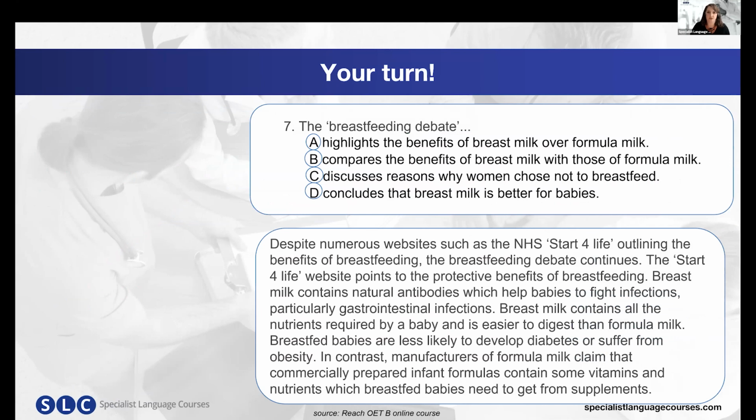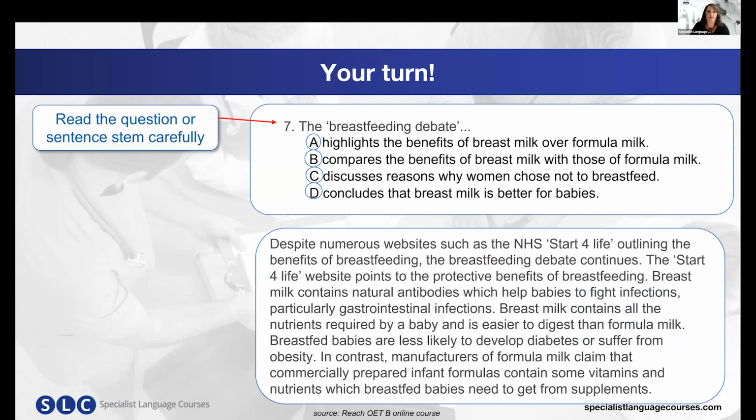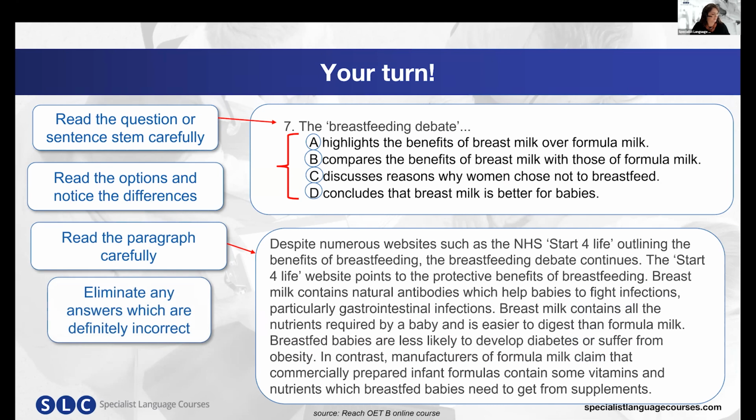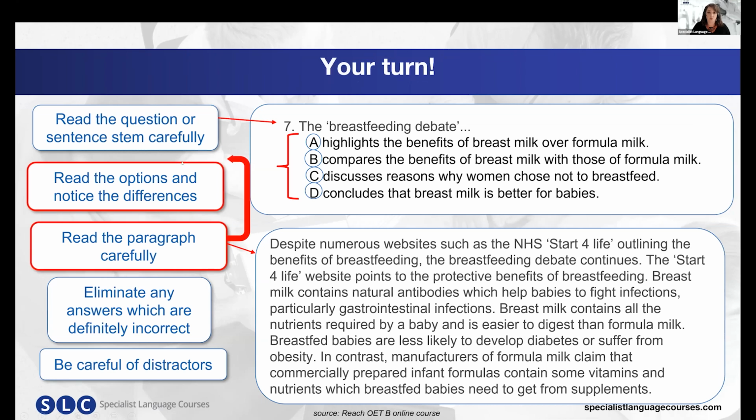find the answer. So we need to read the question carefully. We need to read the options and notice the differences. We need to read the paragraph carefully. We need to eliminate any answers which are definitely incorrect. And we also need to be careful of distractors. So distractors are options that look like they might be right, but on closer reading, they're not. And when you're doing this, you need to make sure you read the options, notice differences, and read the paragraph carefully, and do this repeatedly.